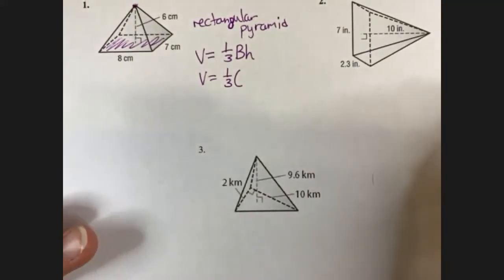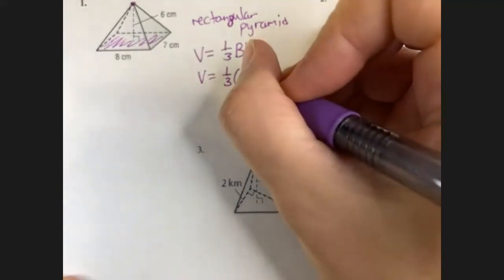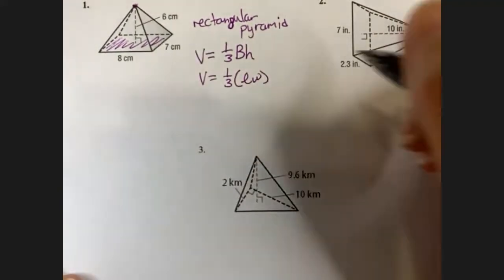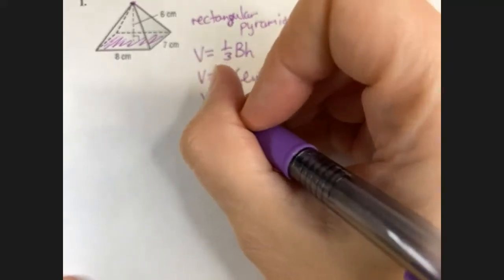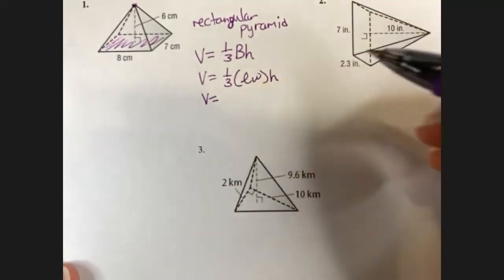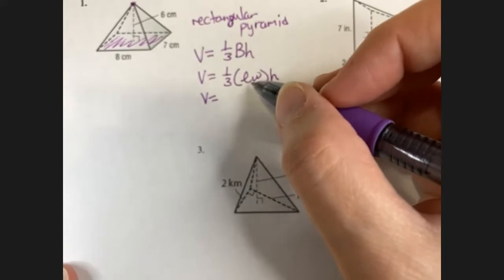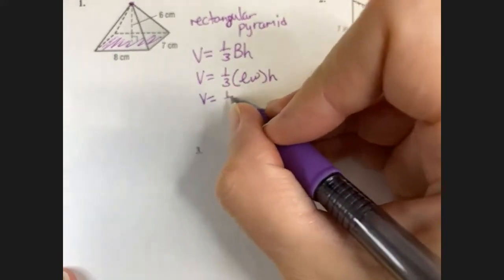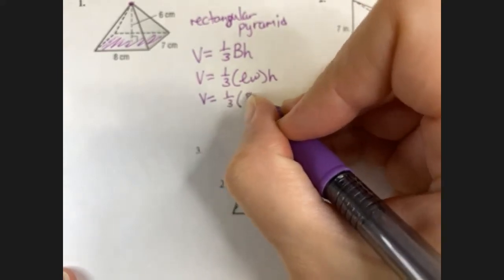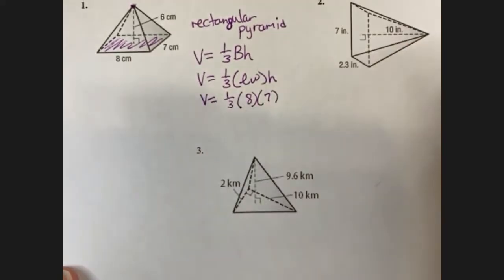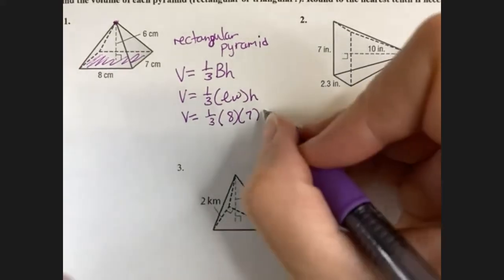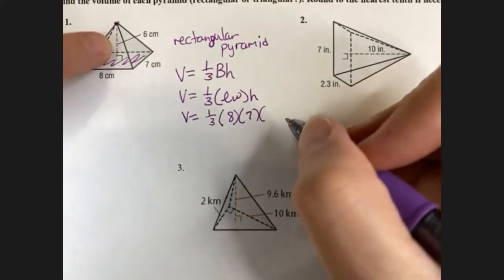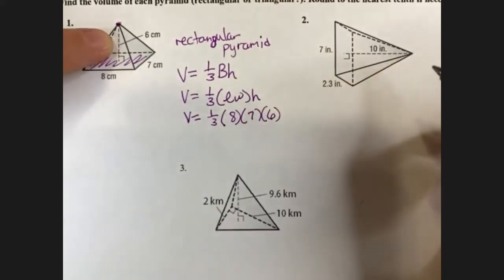And so I'm going to say, okay, volume equals 1/3. The base figure is a rectangle. The area of a rectangle is length times width. And then I'm going to have times height. So if you notice, I'm just substituting for B. I'm just going to exchange B for what I know the base to be, a rectangle. So it's length times width. So that's 1/3 the length, which is 8, times the width, which is 7, and then multiplying by the height, which is where the tent pole is. If you picture that as a tent pole, would be 6.